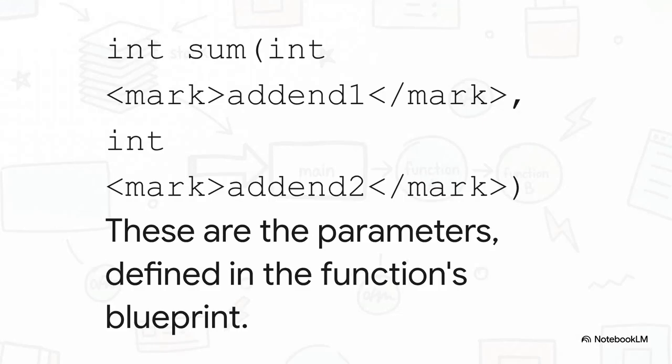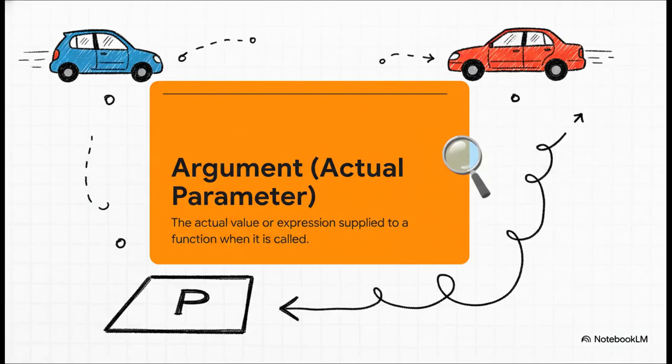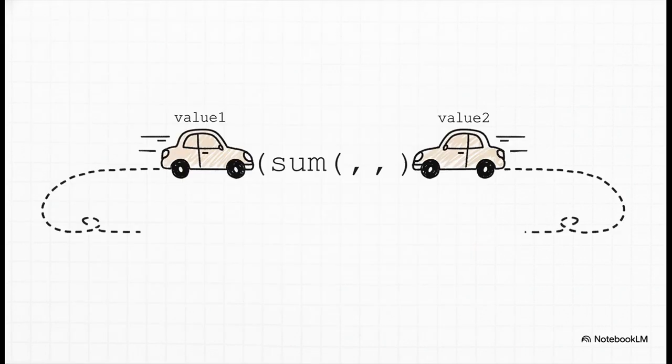Here we go, perfect example. In this sum function definition, addend1 and addend2, yep, those are our parameters. They are the named placeholders, those empty parking spots we were just talking about, waiting inside the function's blueprint. Okay, so if the parameter is the parking spot, then the argument is the actual car that pulls into it. It's the real, actual value or variable that you give the function when you call it. And here's the other side of that coin. In the function call, value1 and value2 are the arguments. They're the actual cars driving into our parking spots. They're the real data getting passed in. So just remember, parameters are in the definition, arguments are in the call.